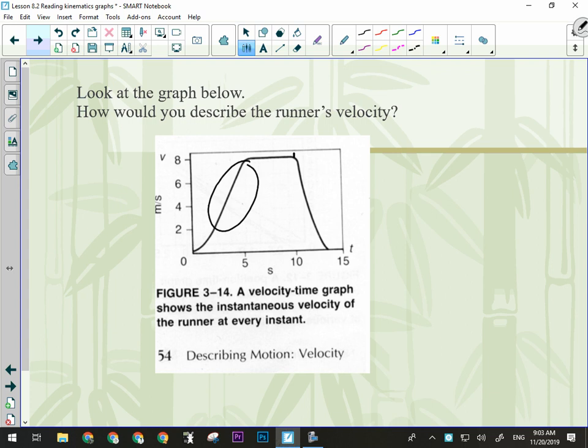And then what happened here? They crossed the finish line and came to a stop. Does that sort of make sense? Okay.